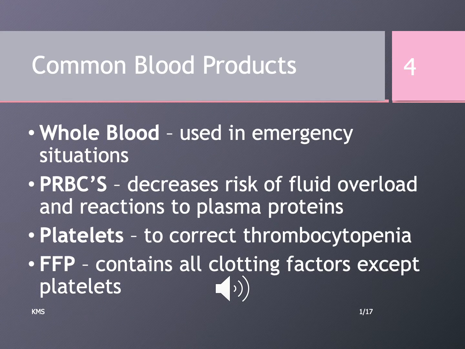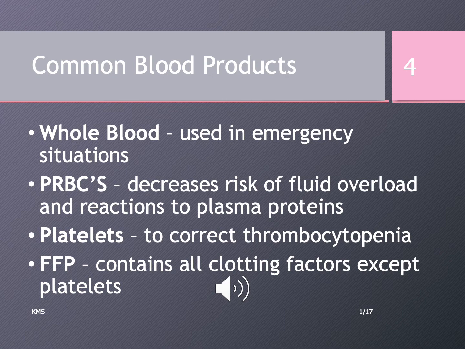Common blood products used in transfusion therapy include whole blood, packed red blood cells, platelets, and fresh frozen plasma. Whole blood contains packed red blood cells, platelets, and fresh frozen plasma. It's used in emergency situations to restore blood volume.